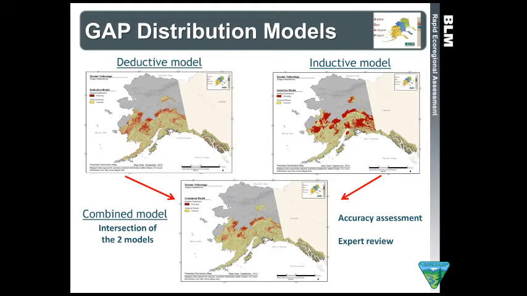So on the left, we have the deductive model, which looks a little more fine-tuned than the inductive model. And in some cases, we combine the two models. The way we choose which model to use, or whether we're going to combine them, is we do an accuracy assessment, and we look at the accuracy of each model, and which one comes up more accurate tends to be the one we go with.